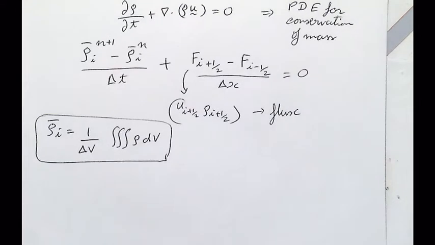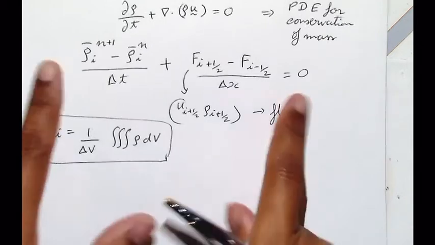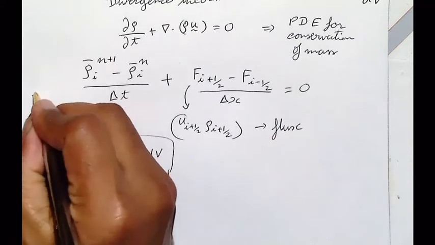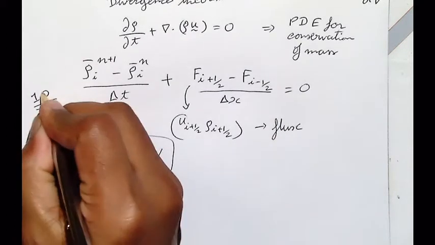Okay, so that's a very quick recall on what we were doing last time. Now, this is fine for 1D. What would happen in 3D? What would we do?